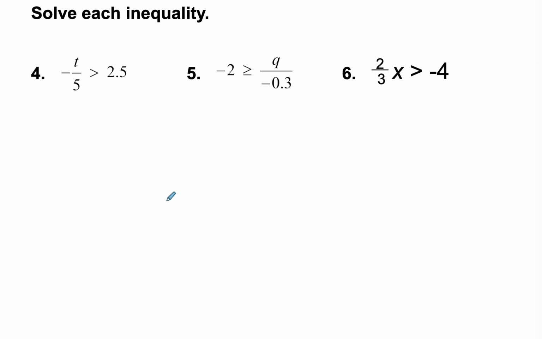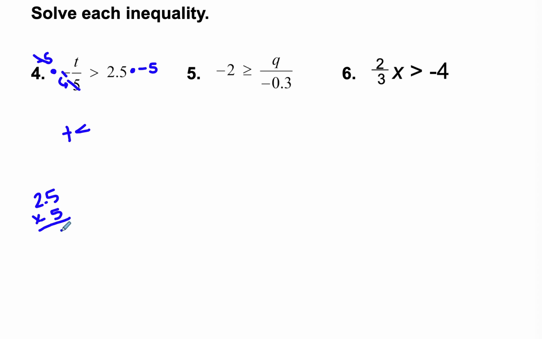So for this first one, this negative really goes with the 5. It's like a negative 5. So we cancel out dividing by negative 5 by multiplying by negative 5. We have to multiply to cancel out the negative and to cancel out the 5. So now that cancels both parts, and I'm left with T. I did multiply by a negative number, so that inequality sign is flipping. And then I'm doing 2.5 times negative 5, which I'm going to just do down here.